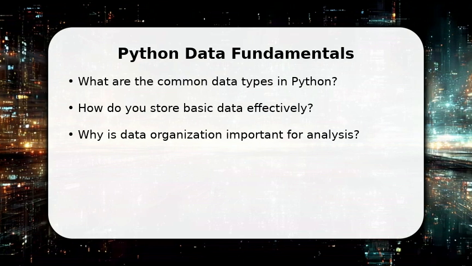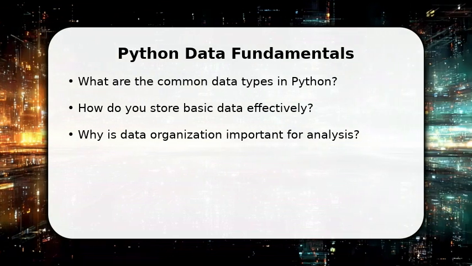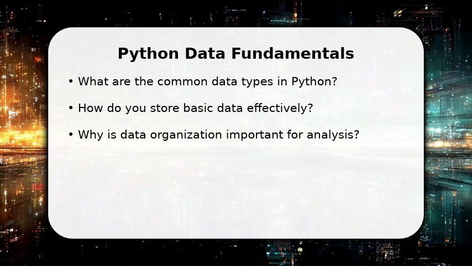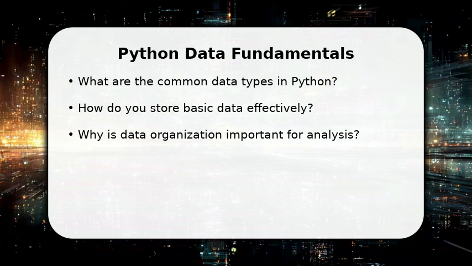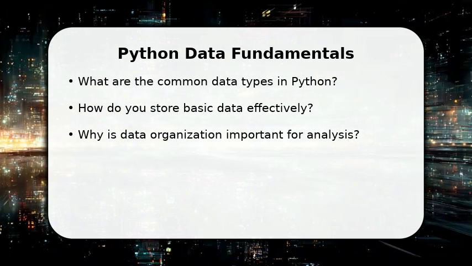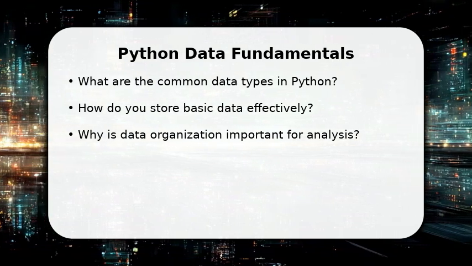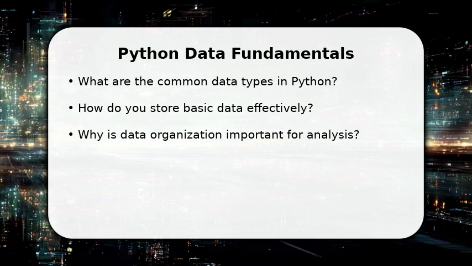Variables hold single values, such as a number or a text string. Lists allow you to store ordered collections of items, like a series of daily temperatures. Dictionaries store data in key-value pairs, perfect for organizing related information. These building blocks are essential for managing data effectively, preparing you for more complex tasks.